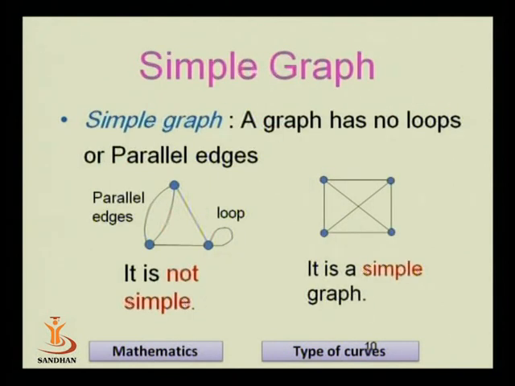Now we define a simple graph. A simple graph has no loop, no self loop or parallel edges. The first graph is not simple because it consists of parallel edges as well as a self loop. So this graph is not a simple graph. While the second graph is a simple graph because it consists of neither parallel edges nor self loops.